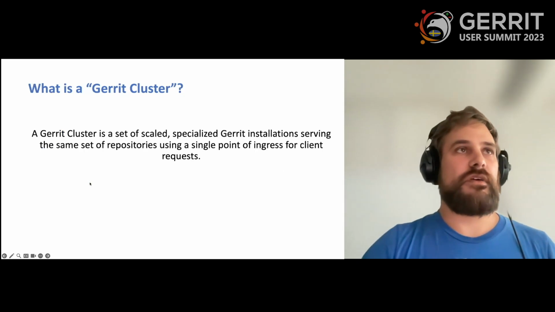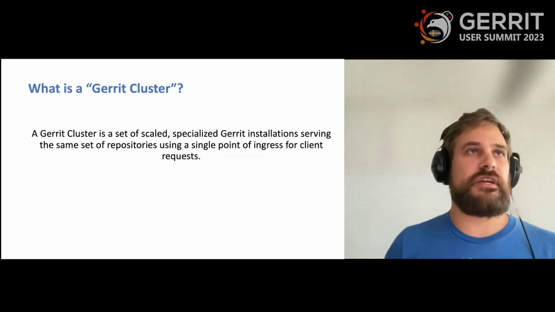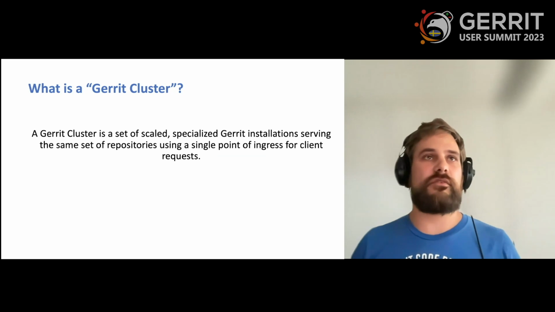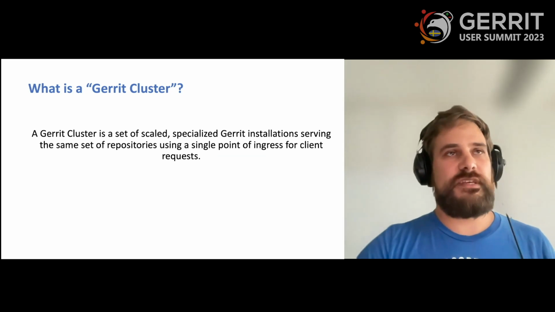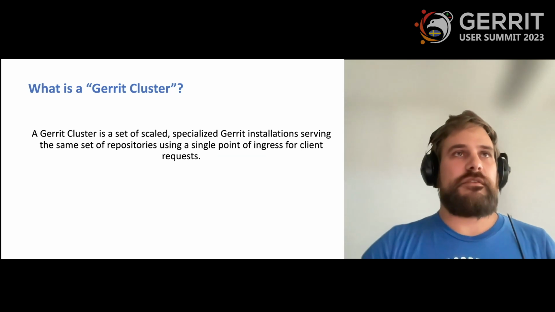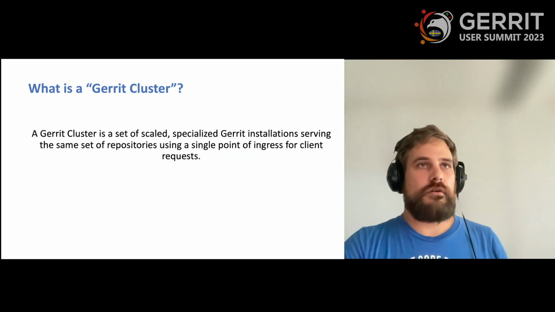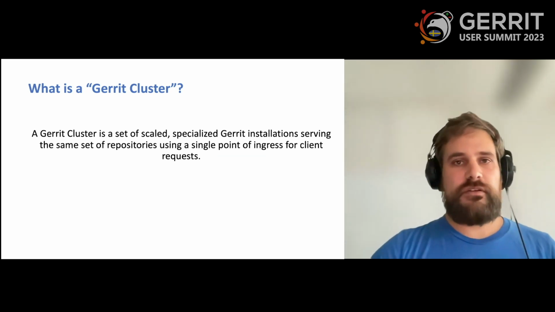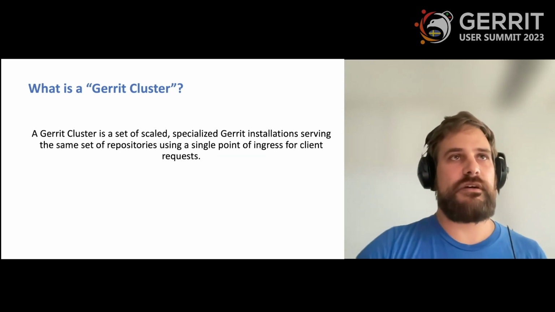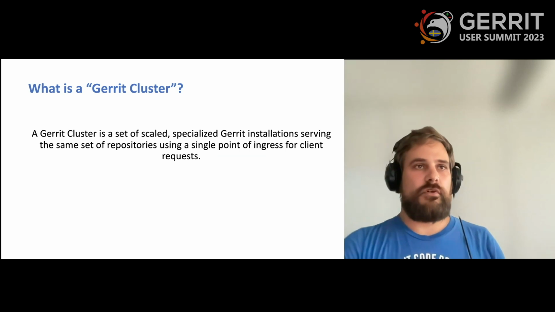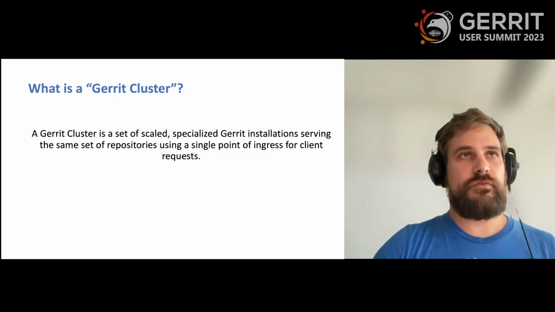And what do we mean by that? For us, the definition of a Gerrit cluster is a set of scaled and specialized Gerrit installations that serve the same set of repositories and that use a single point of ingress for client requests. So even if you have multiple different Gerrit instances in your cluster, some of them might be primary Gerrits or Gerrit replicas, clients should not be aware of that. Their requests should be automatically routed to the respective instances.